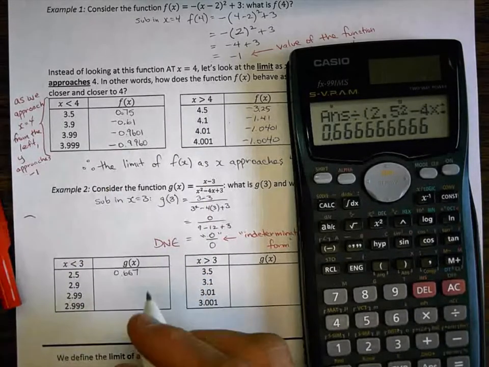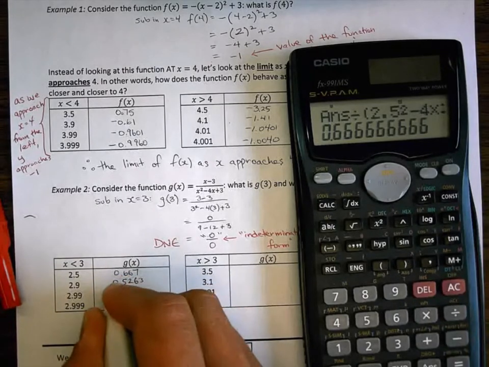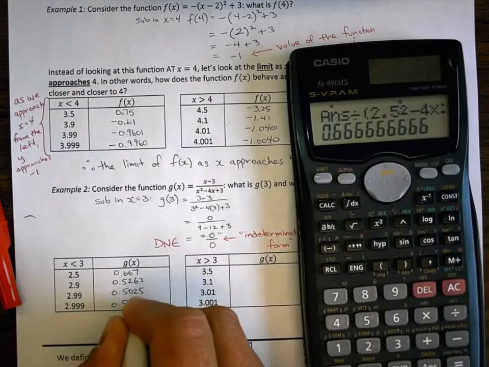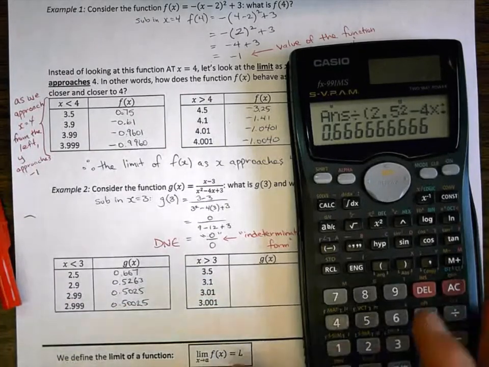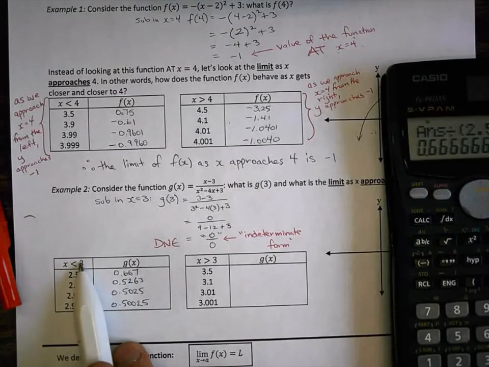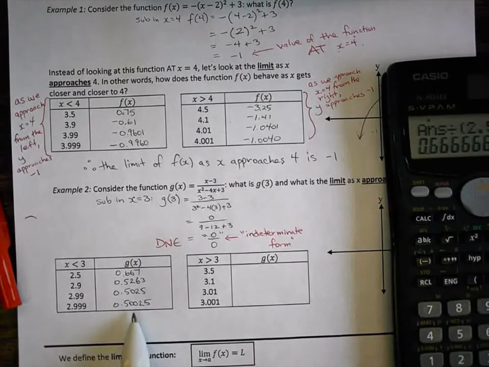You can do that with all the rest, and you should. You should do the exercise. 0.5263, 0.5025, 0.50025. Huh. So it looks like as my x values get closer and closer to 3, my y values get closer and closer to 0.5. You could keep going and check, but it looks like it.